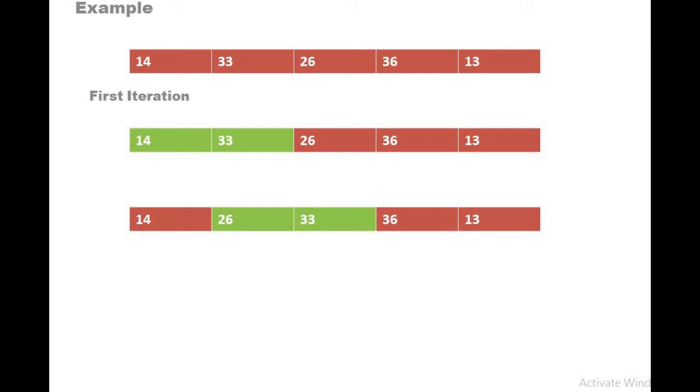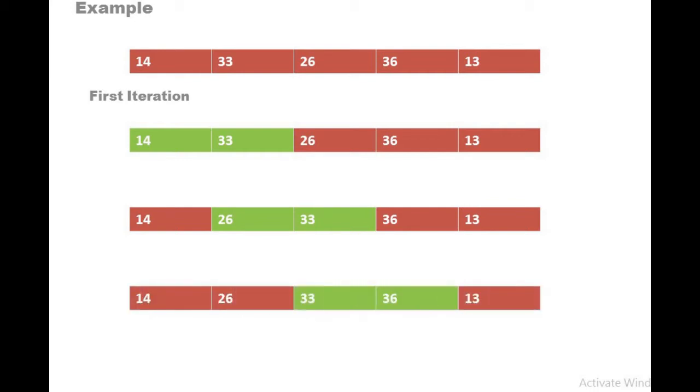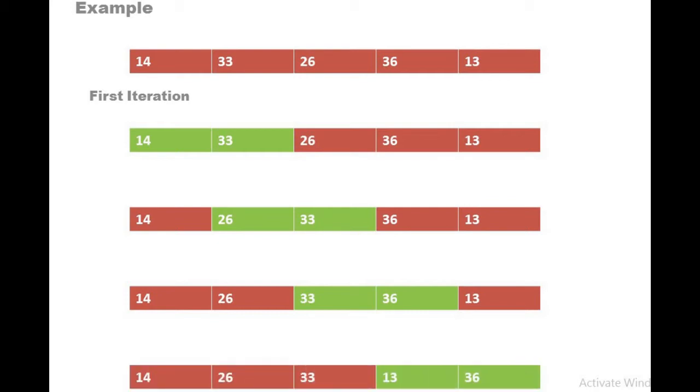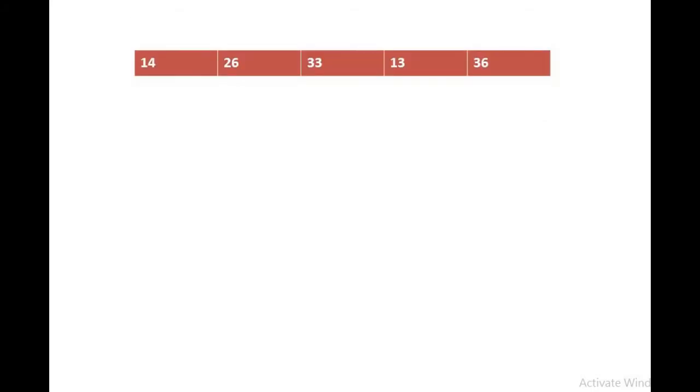Next we compare the values 33 and 36. Here we find that both are already in sorted position, so we move to the last position, that is 36 and 13. Here we find that 13 is smaller than 36 and they are not sorted. After the first iteration, the values we are getting are 14, 26, 33, 13 and 36. It is not in sorted order, so we move to the second iteration.